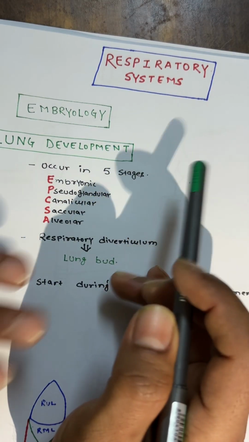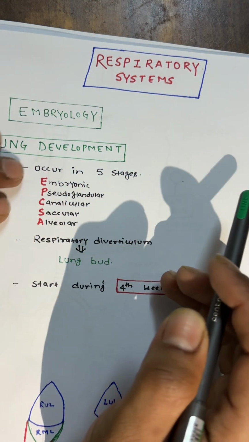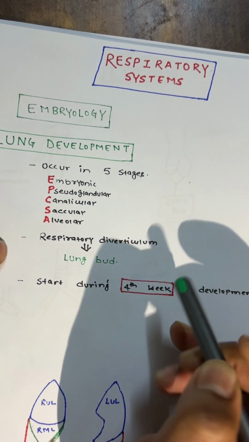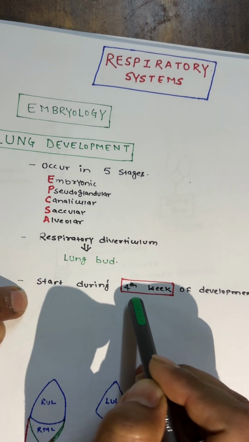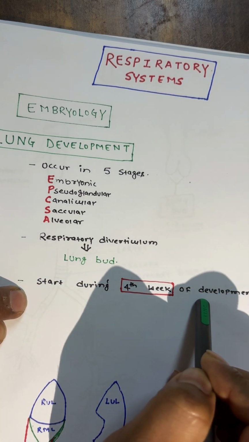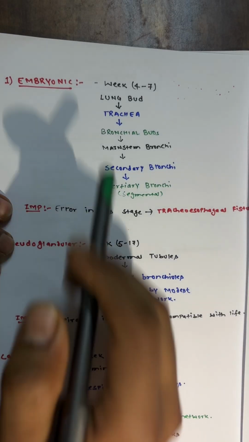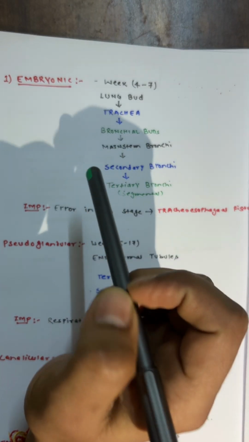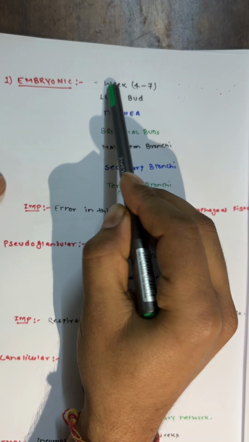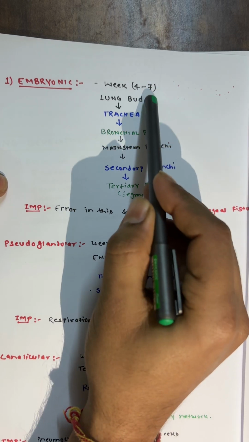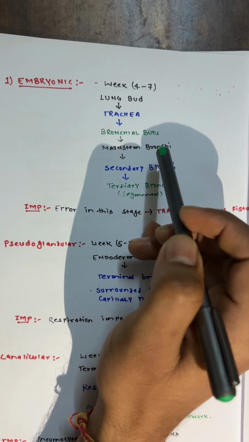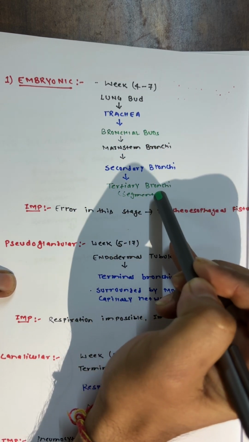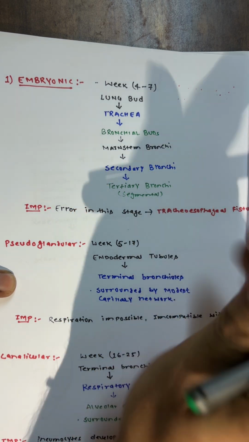Lung development occurs in five distinct stages: embryonic, pseudoglandular, canalicular, saccular, and alveolar. It all begins in the fourth week of development, as an outpouching from the foregut. Let's talk about the first stage of lung development, that is the embryonic stage. It starts from the fourth week to the seventh week. In this stage, the lung bud undergoes initial branching to form the trachea, bronchial buds, mainstem bronchi, secondary bronchi, and tertiary bronchi, which are also called segmental bronchi.